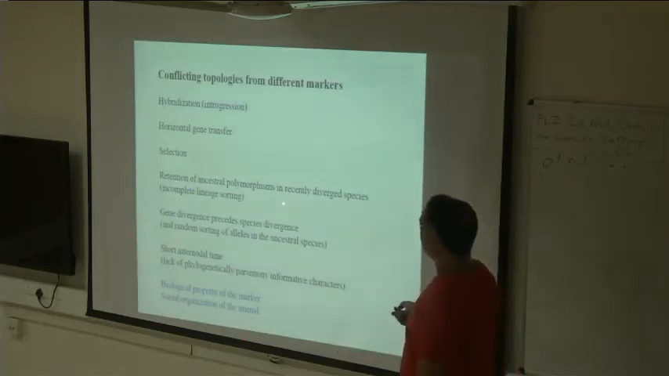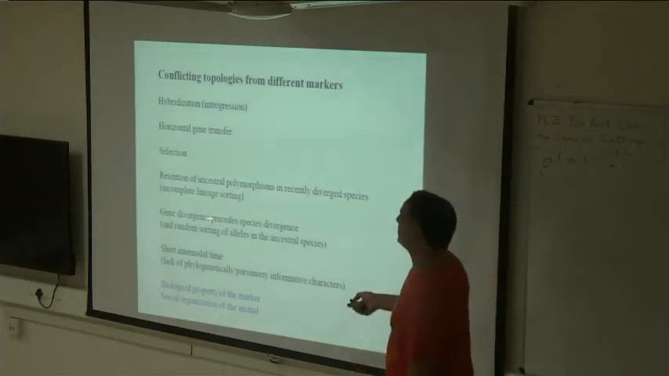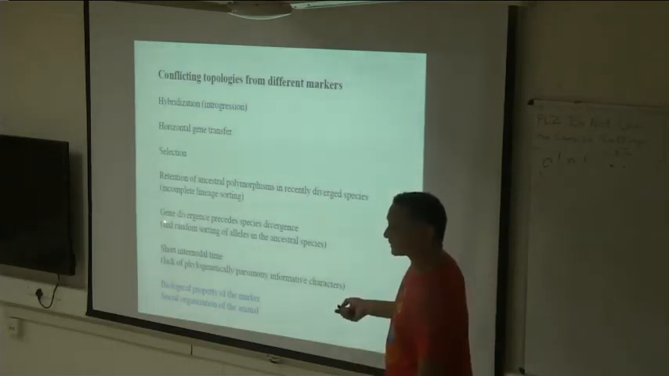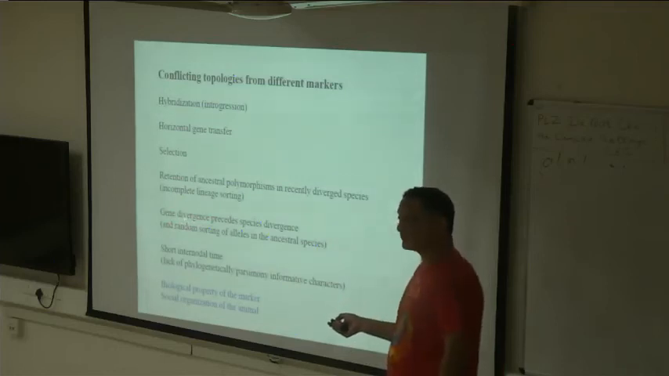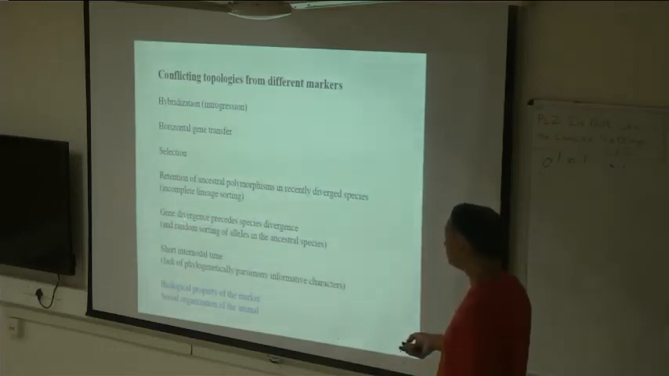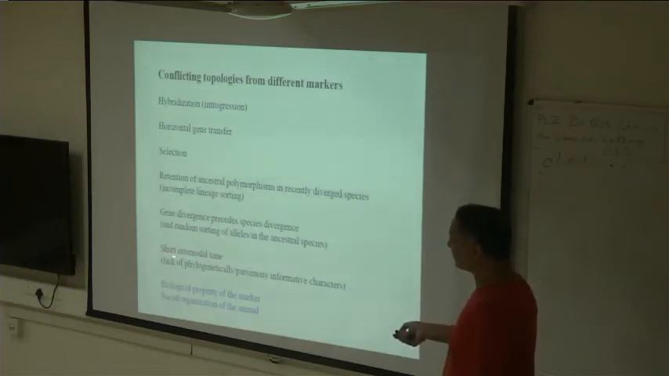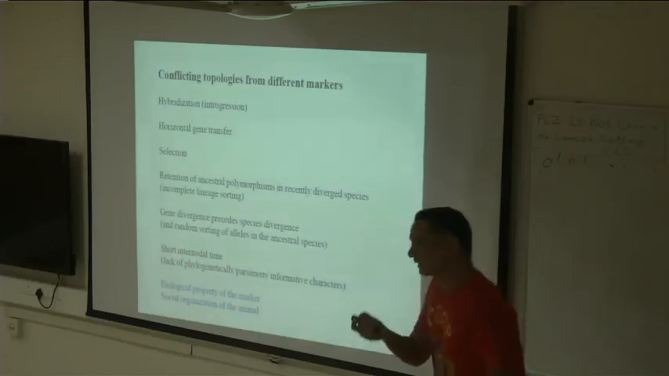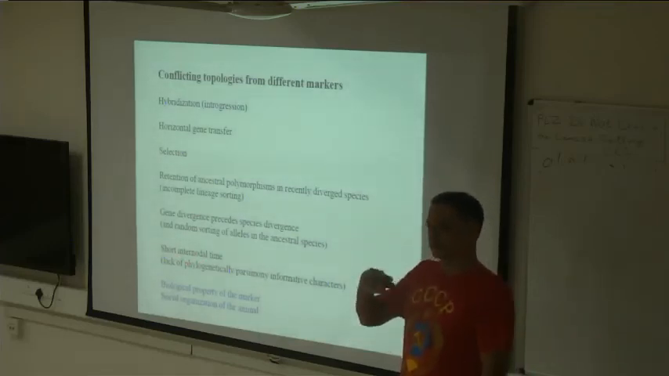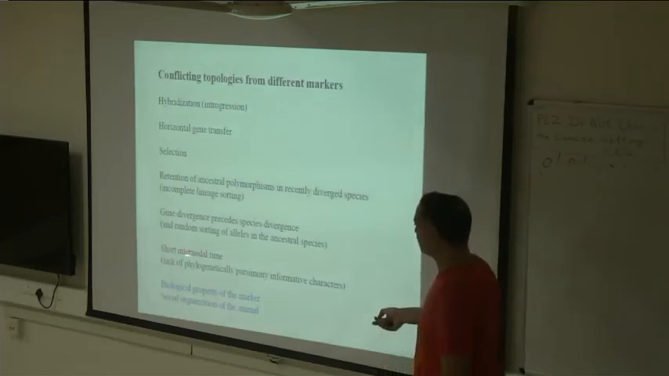So we talked about retention of ancestral polymorphism in case of recently diverged species. Then this is deep coalescence. Gene divergence precedes species divergence. These two are pretty much the same, but the only difference here is that here enough synapomorphies have not accumulated and there has been reversal, right?